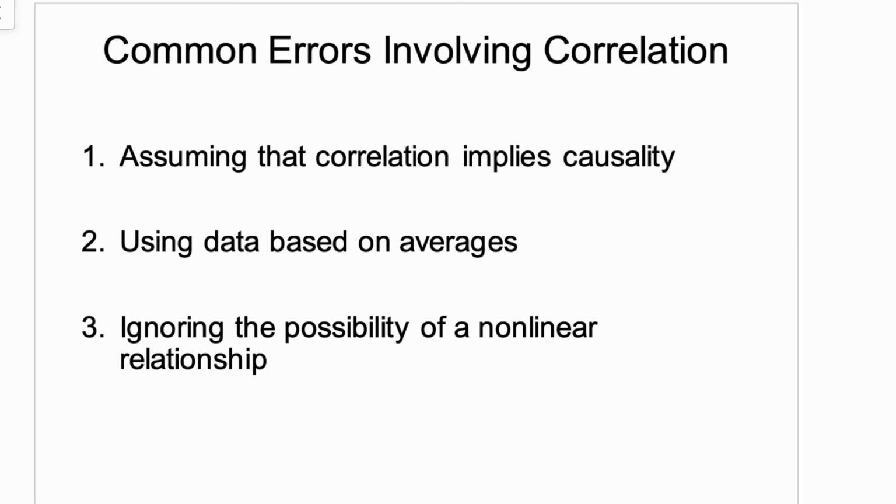3 things that are very common errors when dealing with correlation: first, we assume that correlation implies causality, and as we've stated, that is not the case. Second, we might be using data based on averages or means of the sample. That will also not be good for the correlation. And third is that we ignore the possibility of nonlinear relationships. I know we are not computing nonlinear relationships, but if we look at a correlation coefficient and say it's low, we might be tempted to say there is no correlation. And that is not the case.